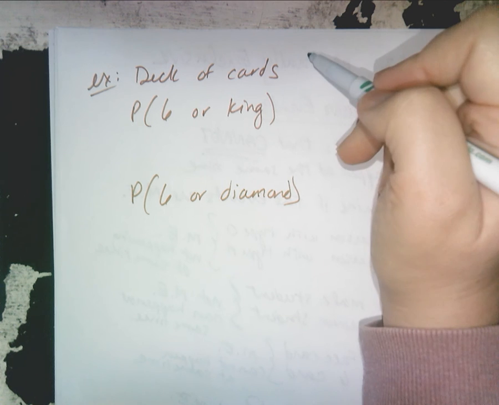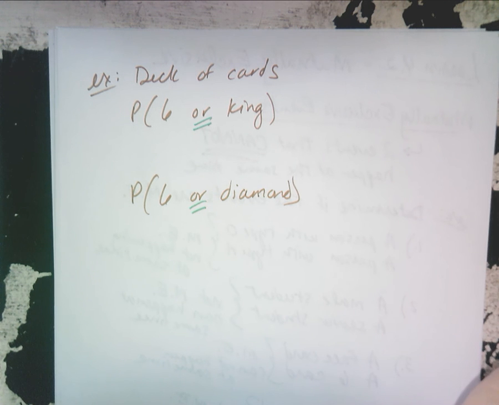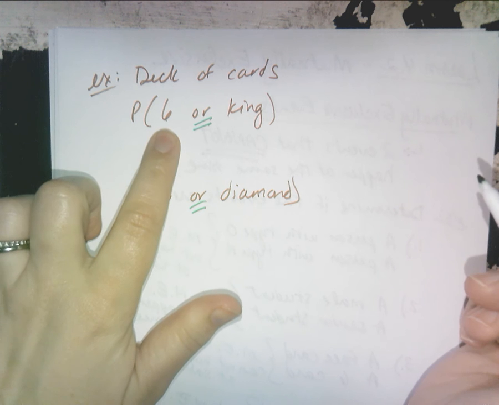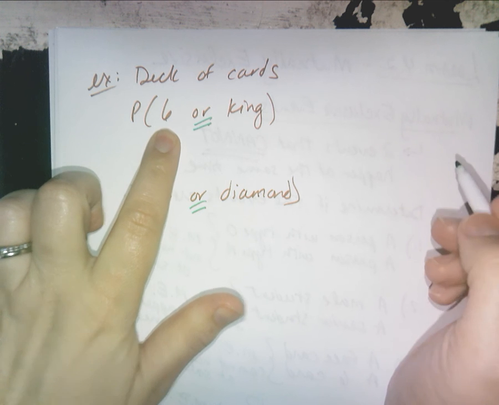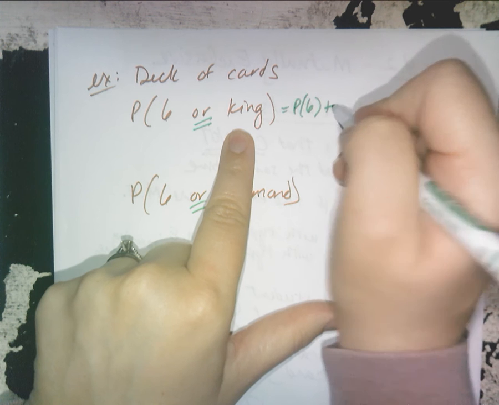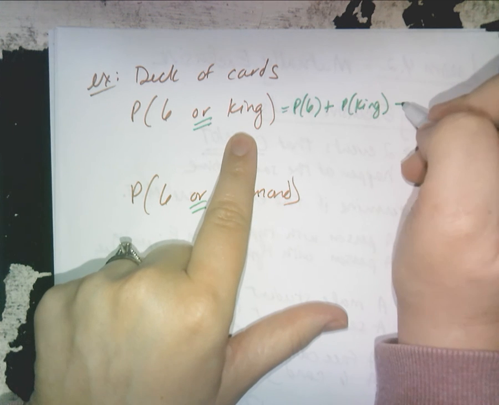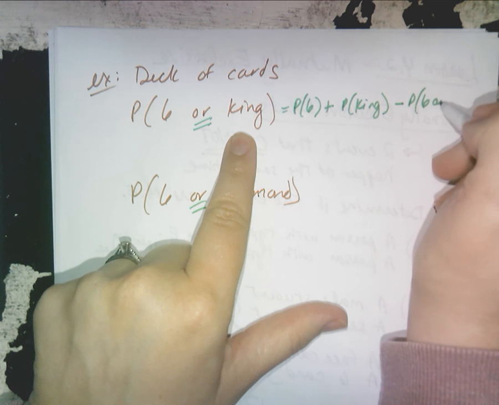So again, the rule when you see the word or is you take the probability of the first guy as a fraction, add it to the probability of the second guy, so this would be the probability of 6, add it to the probability of being a king, and take away the probability of being a 6 and being a king.